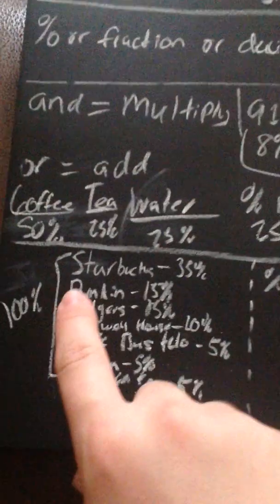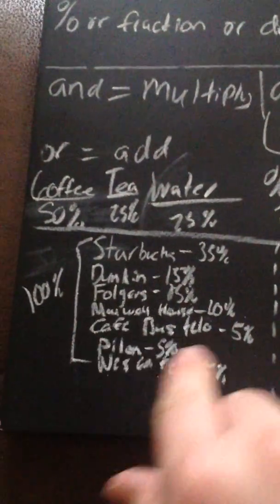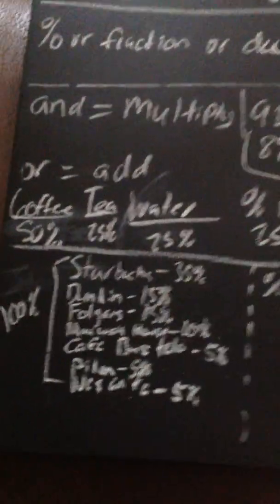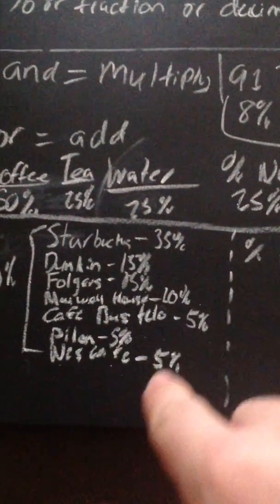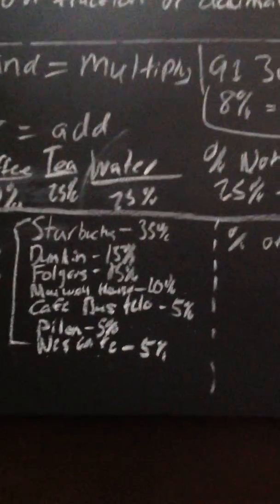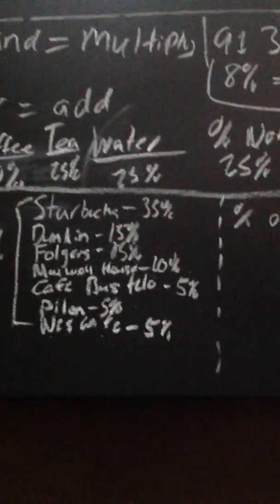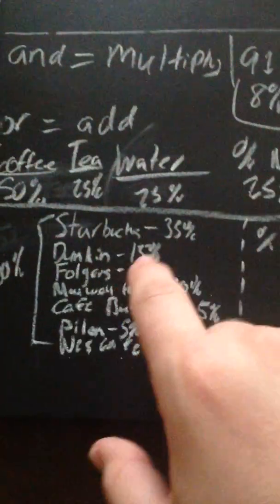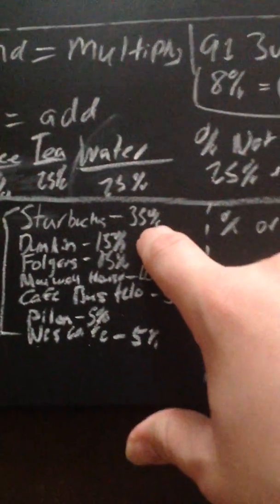You could go in and just do Dunkin' plus Folgers plus Maxwell House plus Cafe Bustelo plus Pilon plus Nescafe. You could just add them all together. And this is easy to do because they have 5s and 0s. So it's pretty simple. However, the quiz probably isn't going to have 5s and 0s to make it easy on you. There's probably going to be some ridiculous decimals thrown in there. So instead of adding all those numbers together, you could just do 100% minus your 35%.